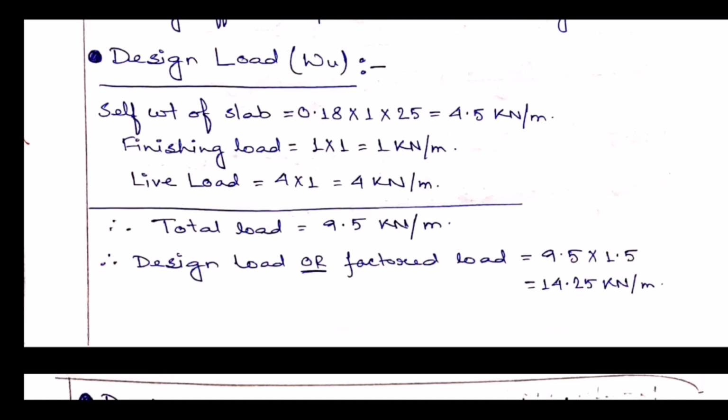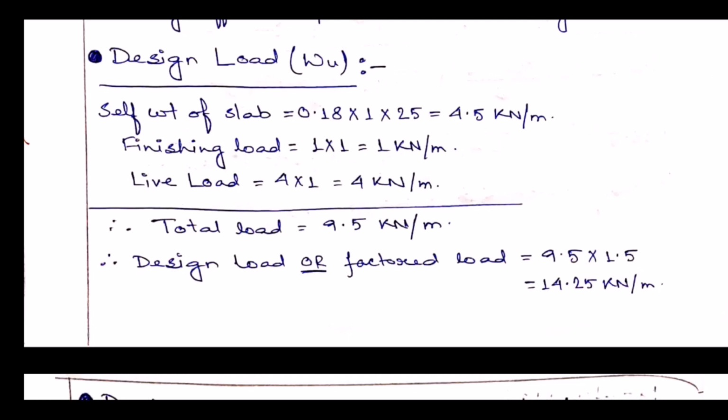Now the floor finish load is given as 1 kilonewton per meter square in the question. So 1 into 1 equals 1 kilonewton per meter. Now the live load is given as 4 kilonewton per meter square in the question. So the live load is 4 into 1, that is 4 kilonewton per meter.